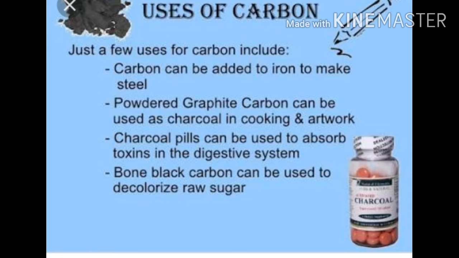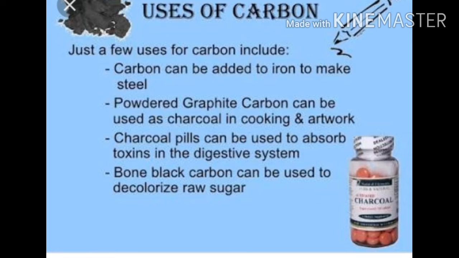Carbon exists in various forms like diamond, graphite, coal, charcoal, etc. Diamond is used as a gem. Graphite is used as lead in pencils, as an electrode, and as a lubricant.